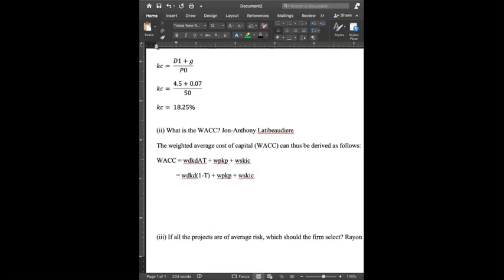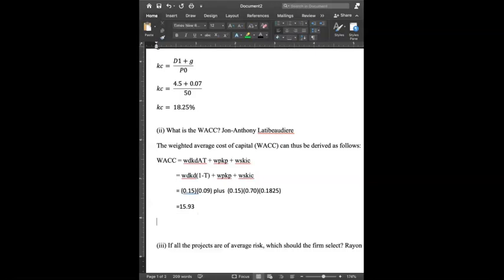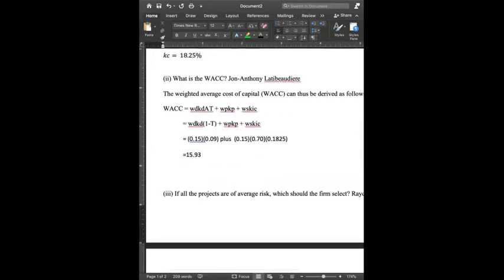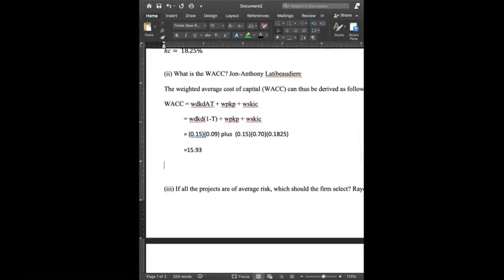plus the weighted preferred equity, which is 0.15, times the cost of preferred equity, which is 0.12, plus the weighted common stock, which is 0.70, times the after tax, which is 0.1825, and that gave us a total of 15.93. So the 15.93 represents the WACC. And we now move on to number 3.